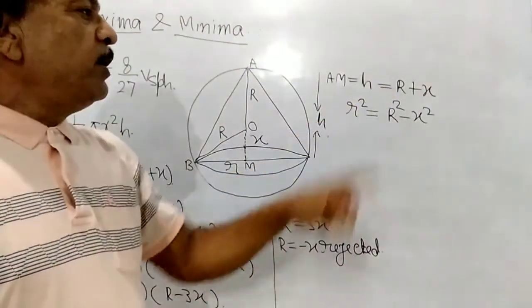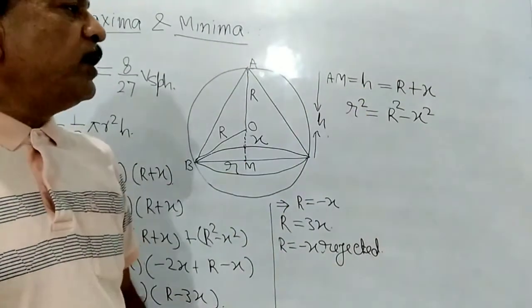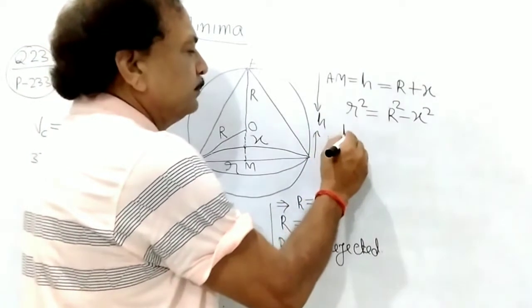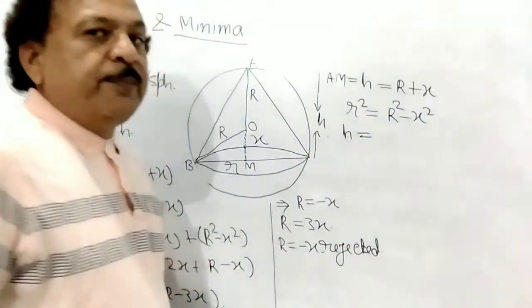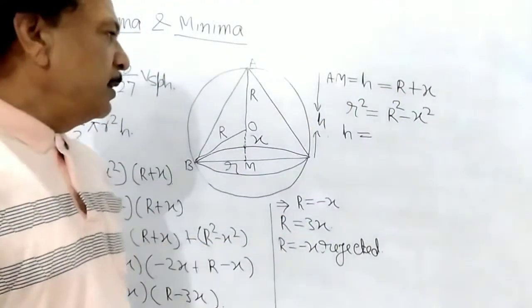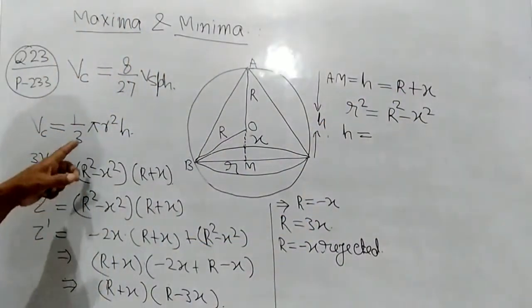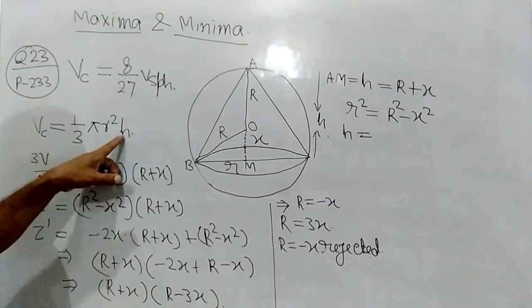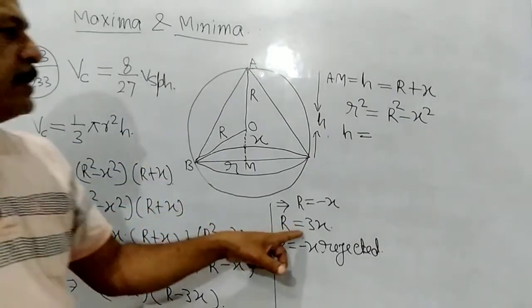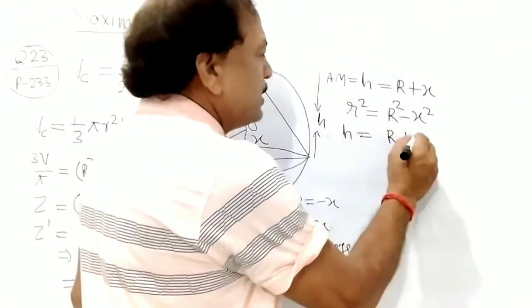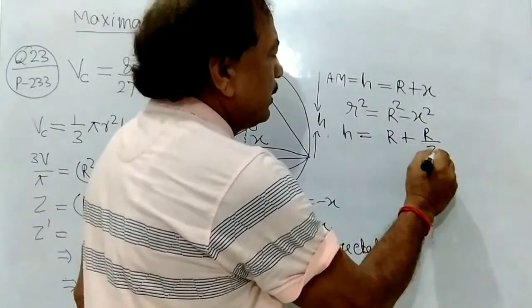So now R equal to 3x, then h equal to what? Here you see h equal to R plus x. In place of R write the 3x. Now you change the h in the form of R. So now change the h in the form of R. The x equal to what? R by 3. The R plus R by 3.